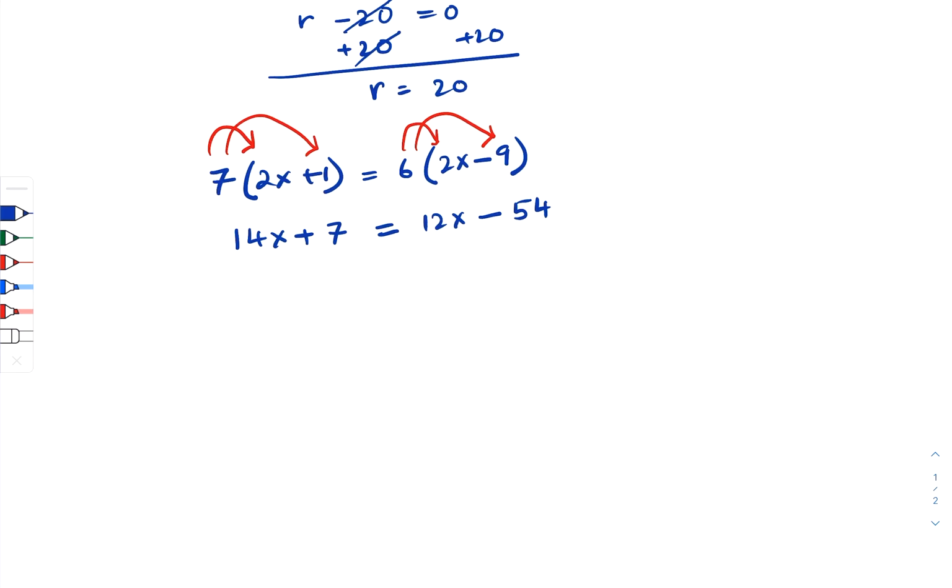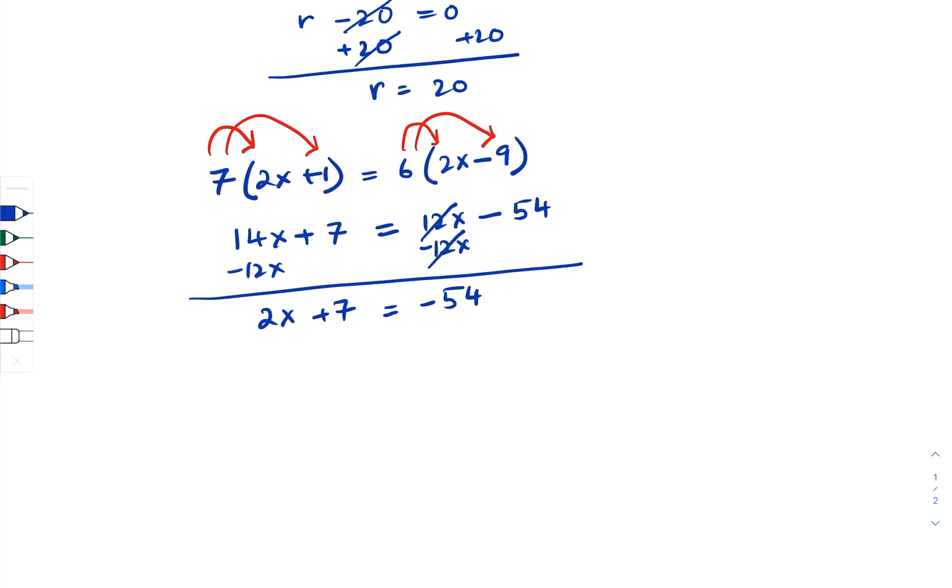All right, so once I've done that, my job is to combine the x's. I can either take the 14x and move it to the right, or take the 12x and move it to the left. I'm going to prefer to take the 12x and move it to the left, because I'll get a positive x. So if I subtract 12x from both sides, I get 2x plus 7 is equal to negative 54.